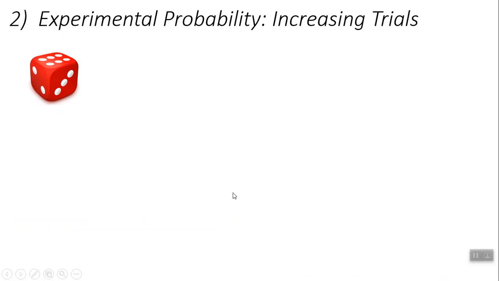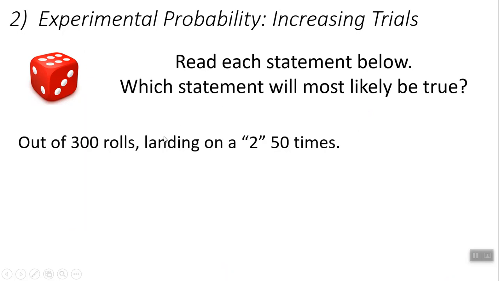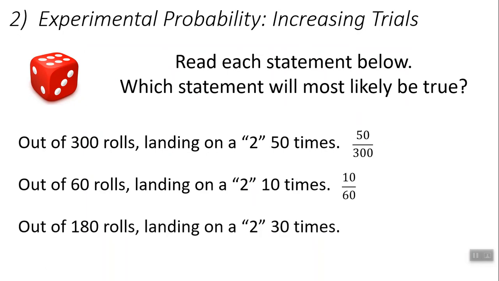So we've got another number cube. Which statement is most likely going to be true? Out of 300 rolls, landing on a 2 50 times. Out of 60 rolls, landing on a 2 10 times. So that's 10 out of 60. Out of 180 rolls, landing on a 2 30 times. That's 30 out of 180.